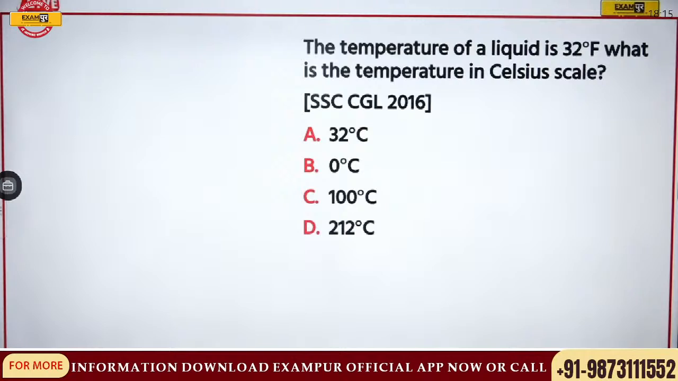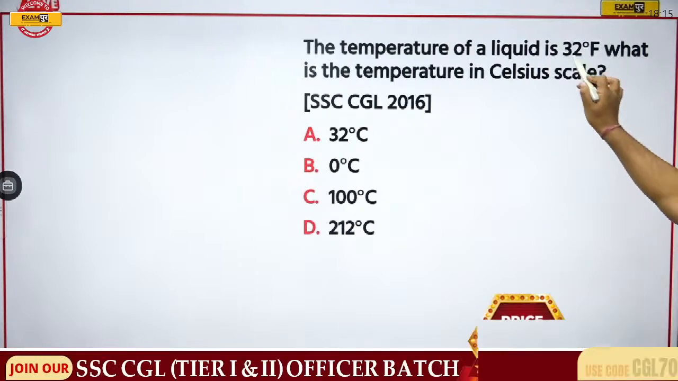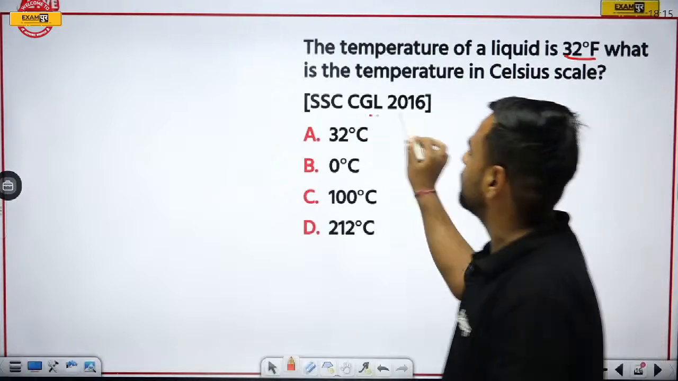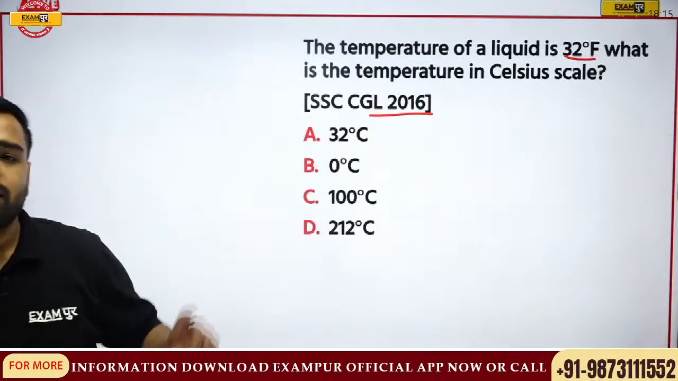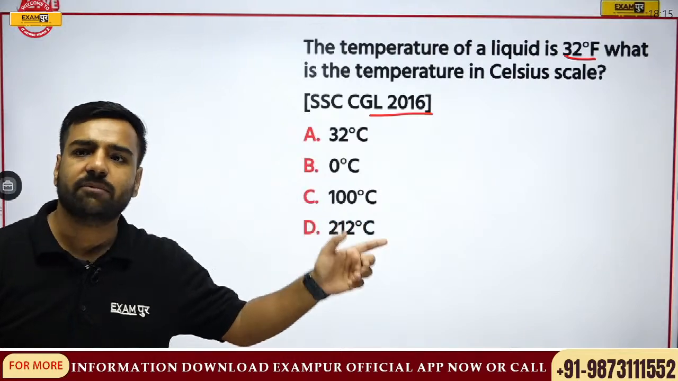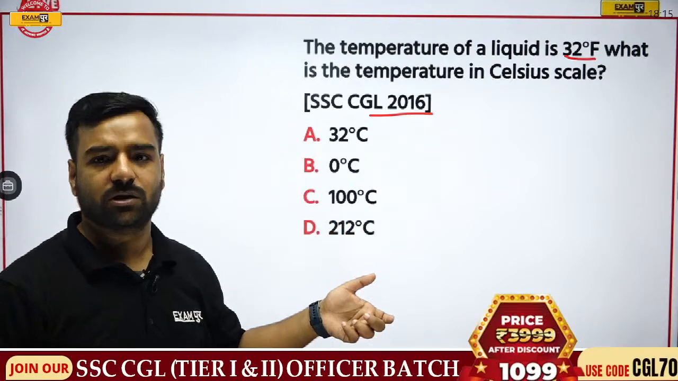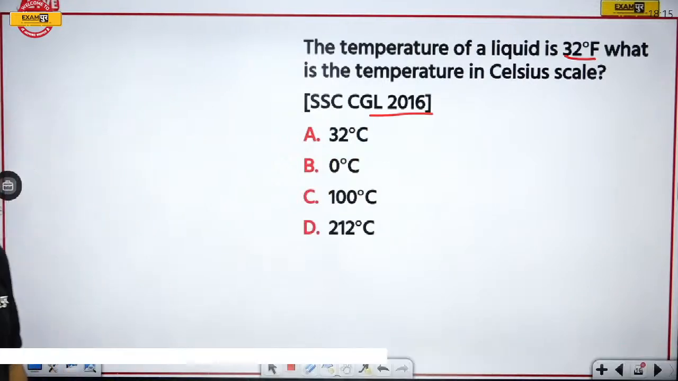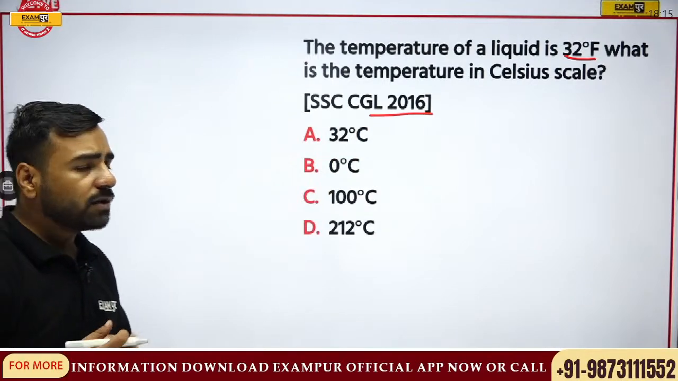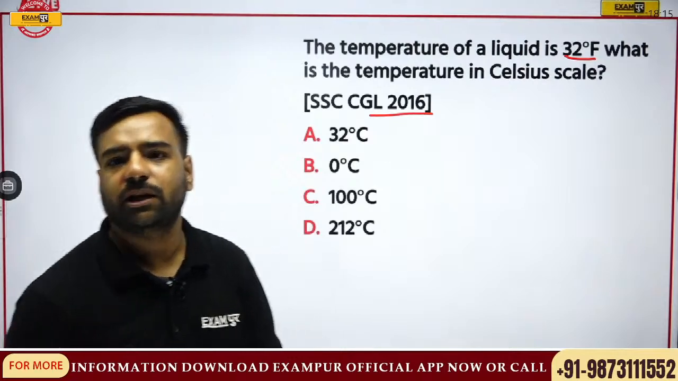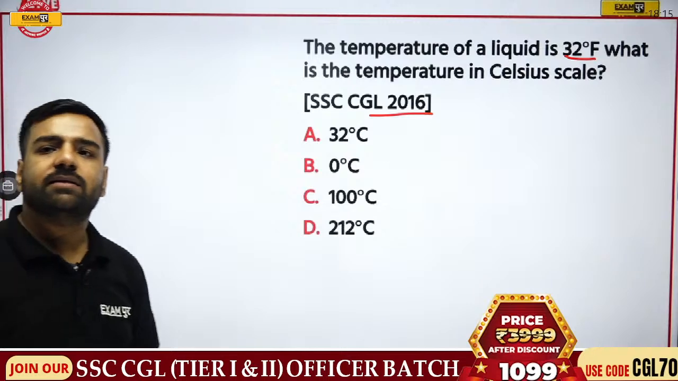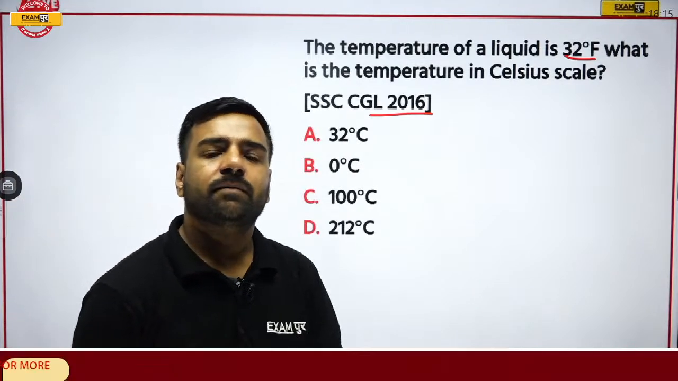Next, the temperature of a liquid is 32 degree Fahrenheit. What is the temperature in the Celsius scale? Very simple question. This was asked in CGL. Answer please. Now I have one more question from the CGL part itself, and that was asked in MTS also. But before that, answer please. The temperature of a liquid is 32 degree Fahrenheit. What is the temperature in the Celsius scale? Can you answer this? Answer please, Ganesh. Very simple question, right?